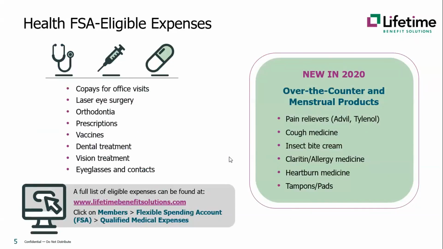And one of the things we're really excited about starting in 2020 and carrying over into future years is that over-the-counter and menstrual products are now FSA eligible. This is fantastic because these are things that we all buy on a weekly or monthly basis to support our family. We think of the ibuprofen, the cough medicines, maybe something like Claritin for allergy medicine. All of that is now FSA eligible.